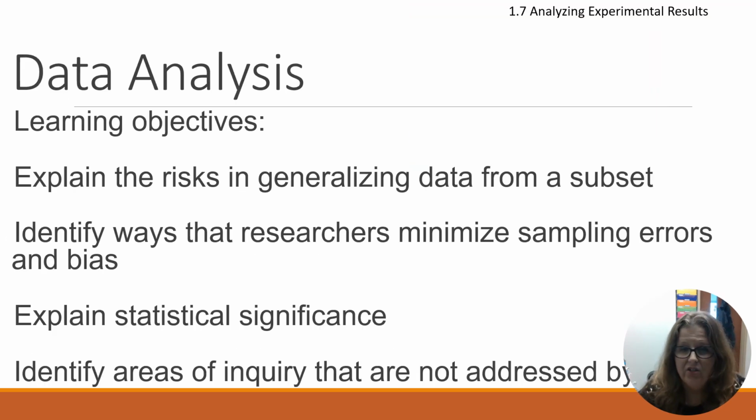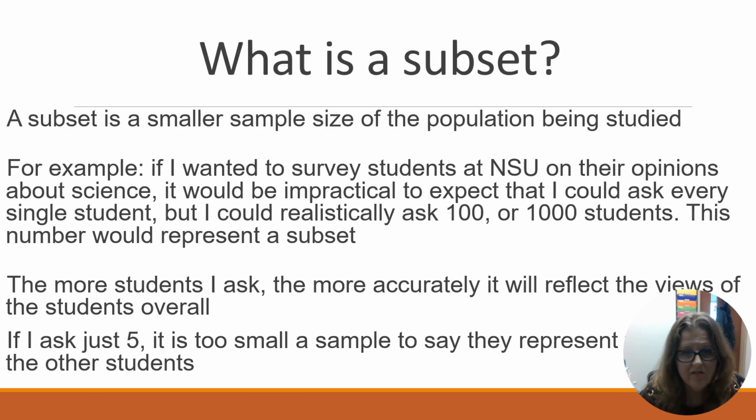All right, so next section, this is from section 1.7, analyzing experimental results. Our objectives: risks and generalizing data from a subset, identify ways that researchers minimize sampling errors and bias, talk about statistical significance, and identify areas of inquiry that are not addressed by science. So a subset is just that, sub meaning below. So this is a smaller sample size of the population being studied.